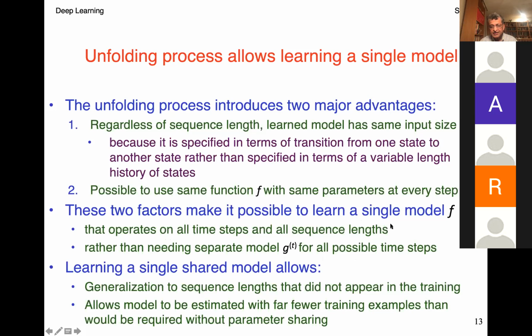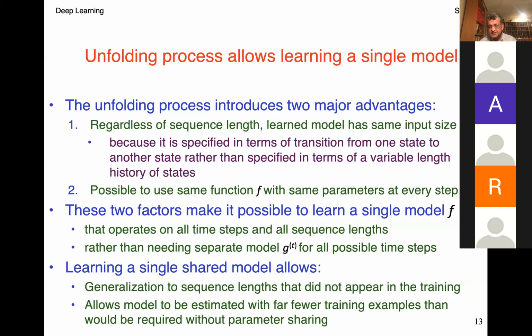So we are deciding to use a certain sequence in the past and use that to predict the future. Learning a single shared model allows generalization to sequence lengths that did not appear in the training. If we had a function that was not recurrent, we would have to keep on coming up with new functions for different sequences.